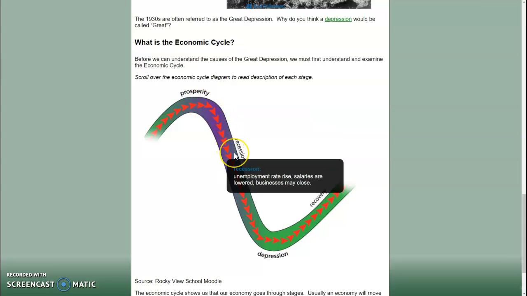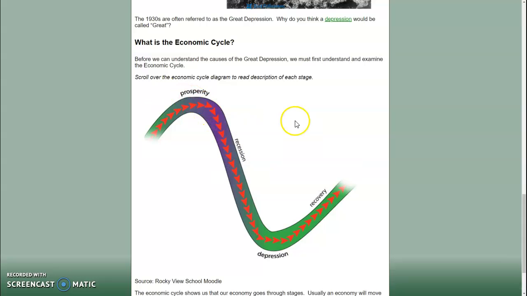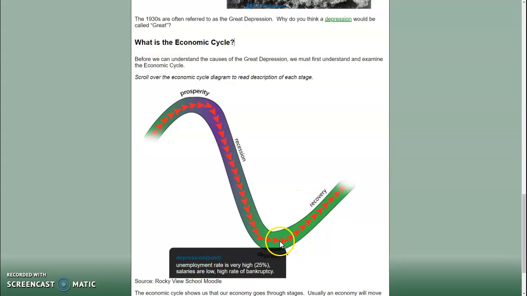And then we can fall into a recession, and lots of people confuse a recession with a depression. A depression is much more severe. A recession is where you just have a natural back cycle. So things have to go up and down, and a recession would be just the natural down. So unemployment rates rise a little bit, salaries are lowered, and some businesses may close, and you will have that natural rate.